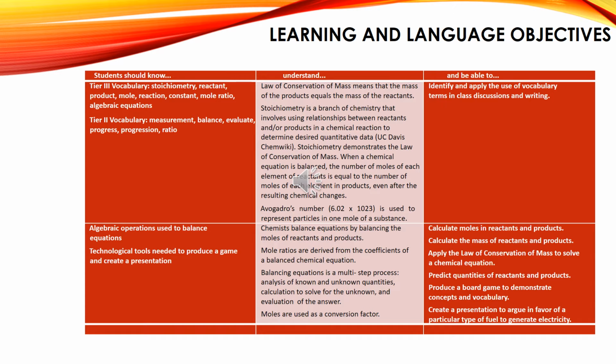Learning and language objectives. Students should know vocabulary and the algebraic operations used to balance equations, and the technological tools needed to produce a game and create a presentation. They will be able to identify and apply the use of vocabulary in class discussions and writing, calculate moles, calculate mass, apply the law of conservation of mass, predict quantities, produce a board game to demonstrate concepts and vocabulary, and create a presentation to argue in favor of a particular type of fuel to generate electricity.